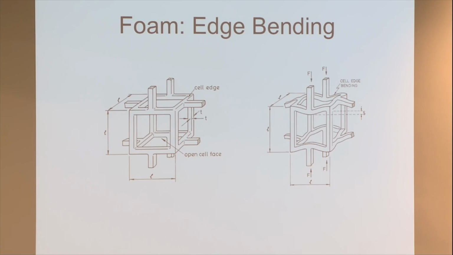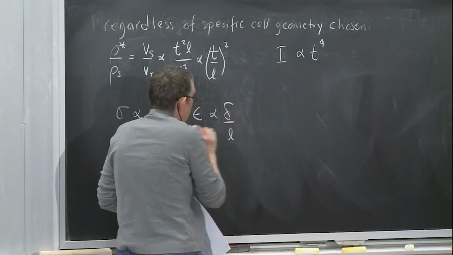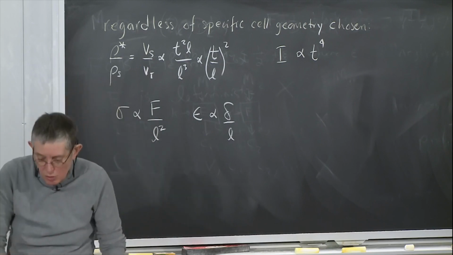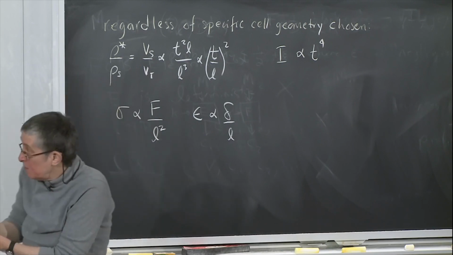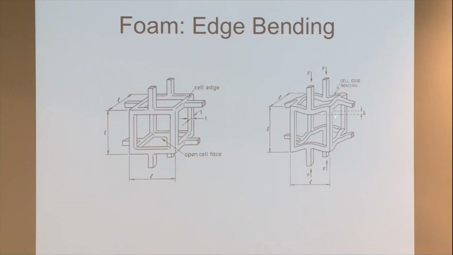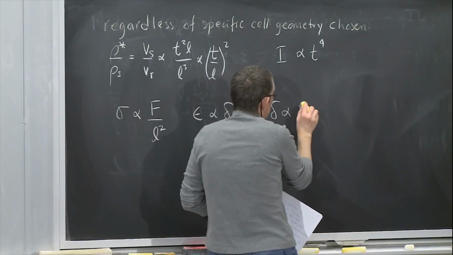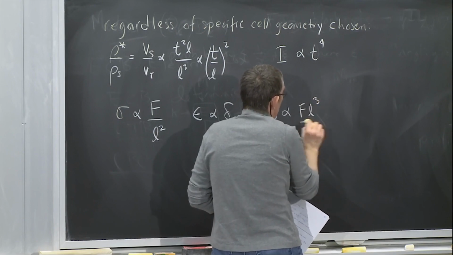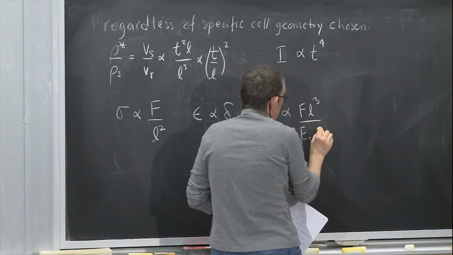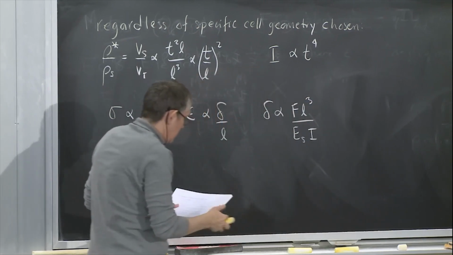Similarly, I can write that the strain is going to go as delta over L. So the strain is going to go as this bending deflection, delta, divided by the height of the cell, and that's also L. And then I also know from structural mechanics that delta is going to go as F L cubed over E of the solid and I. Okay.